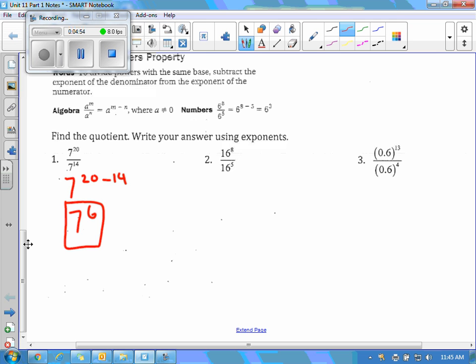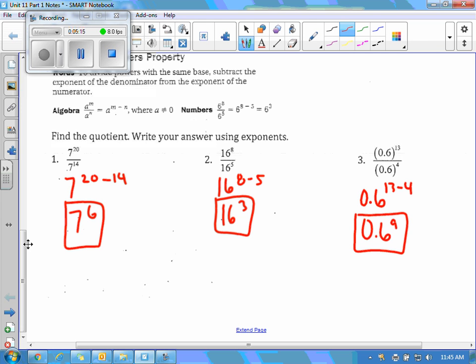Number 2, 16 to the 8th divided by 16 to the 5th. Same base, so I can subtract the exponents. I get 16 to the 3rd. Number 3, I have 0.6 to the 13th divided by 0.6 to the 4th. So same base, subtract the exponent. So we'll get 0.6 to the 9th.